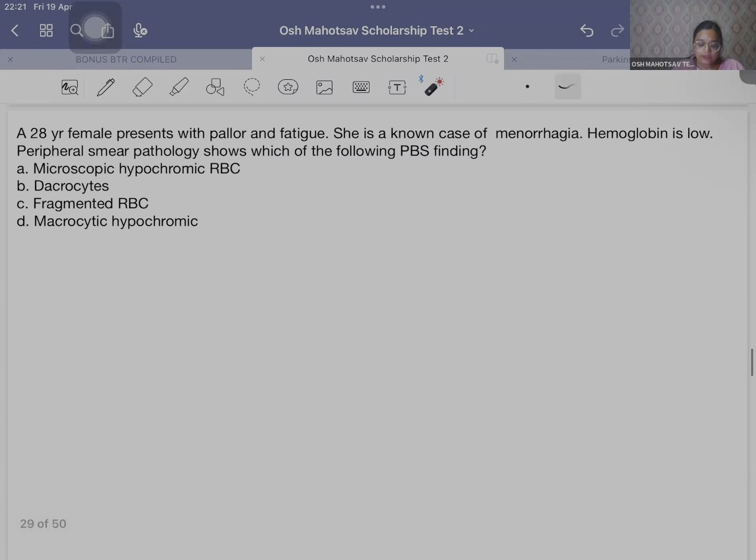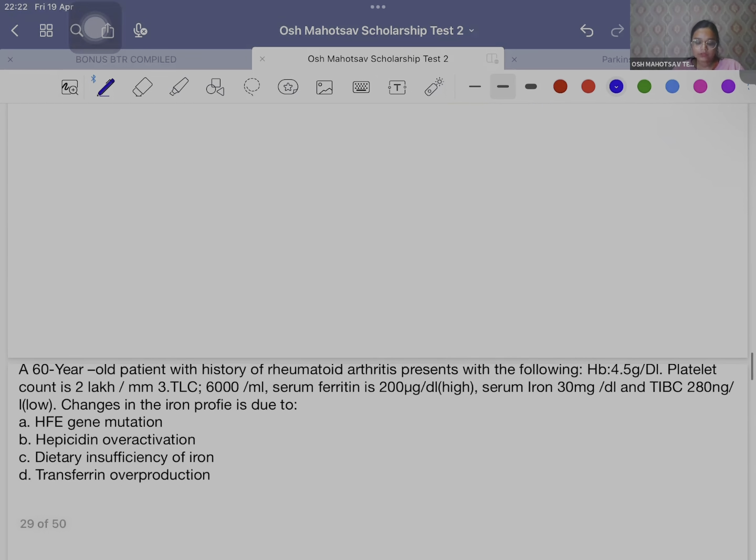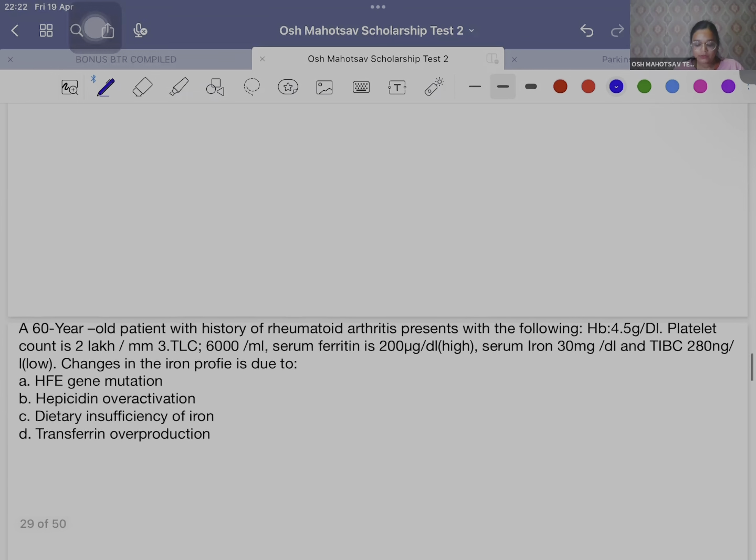Next is a 28-year-old female who presents with pallor and fatigue. She is a known case of menorrhagia. Hemoglobin is low. Peripheral smear shows which of the following findings? If she is having more bleeding, she will have low hemoglobin because of less iron availability. The answer will be microcytic hypochromic RBCs. Dacrocytes we will see in myelofibrosis disorders. Macrocytic hypochromic is nothing. Macrocytic hyperchromic we can see in B12 anemia.